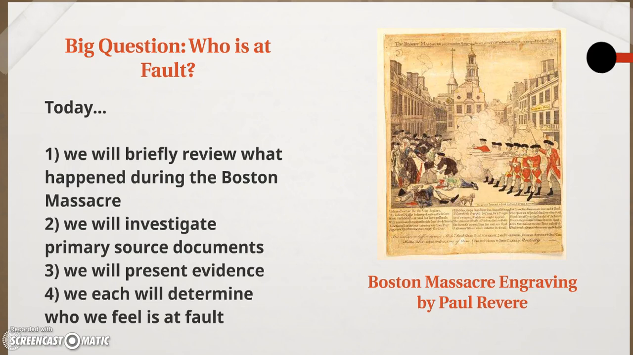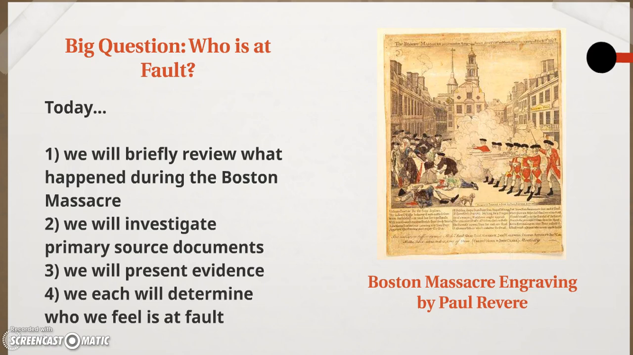This event was a big fight between the colonists and the British troops in Boston. A lot of information was written about it from both sides. I'm going to give you the opportunity to look at both sides of this event and figure out for yourselves who caused it, who started this fight, and who's to blame.